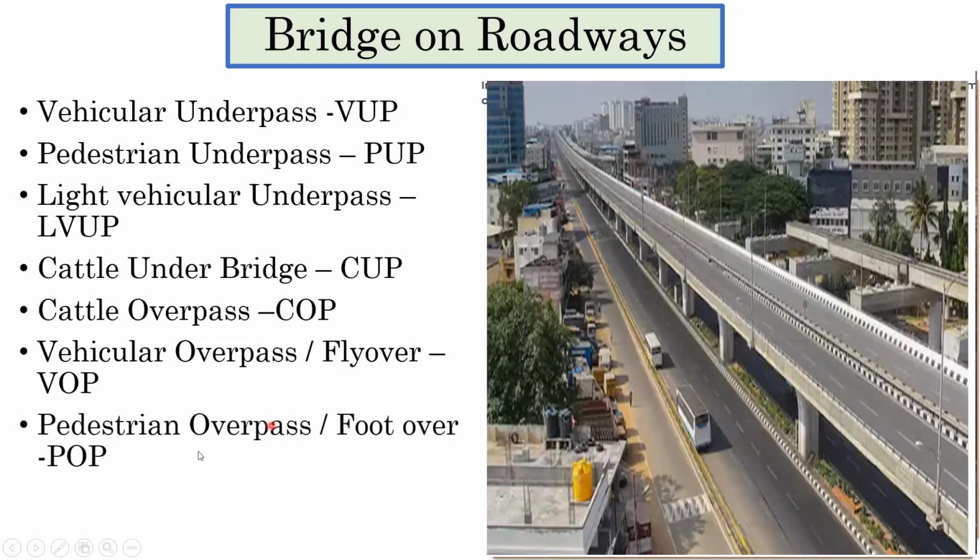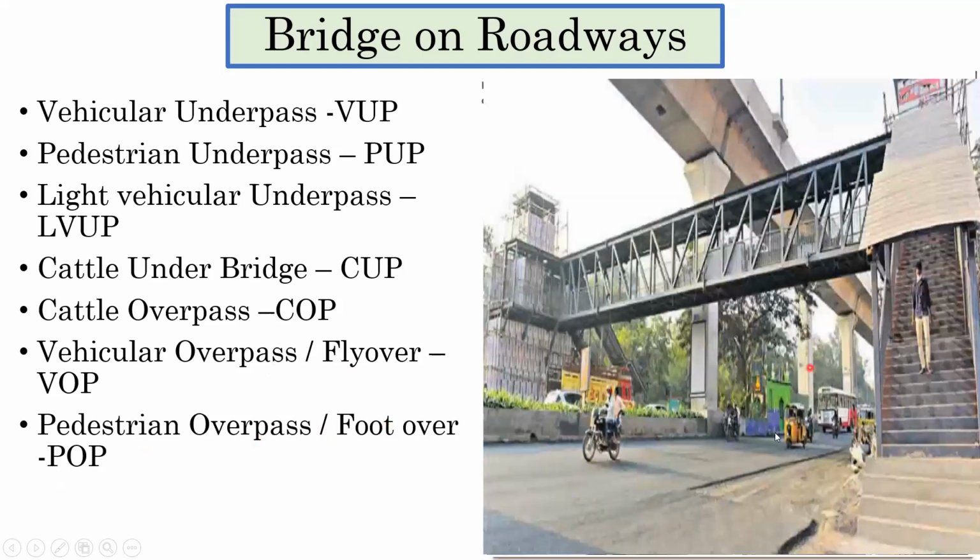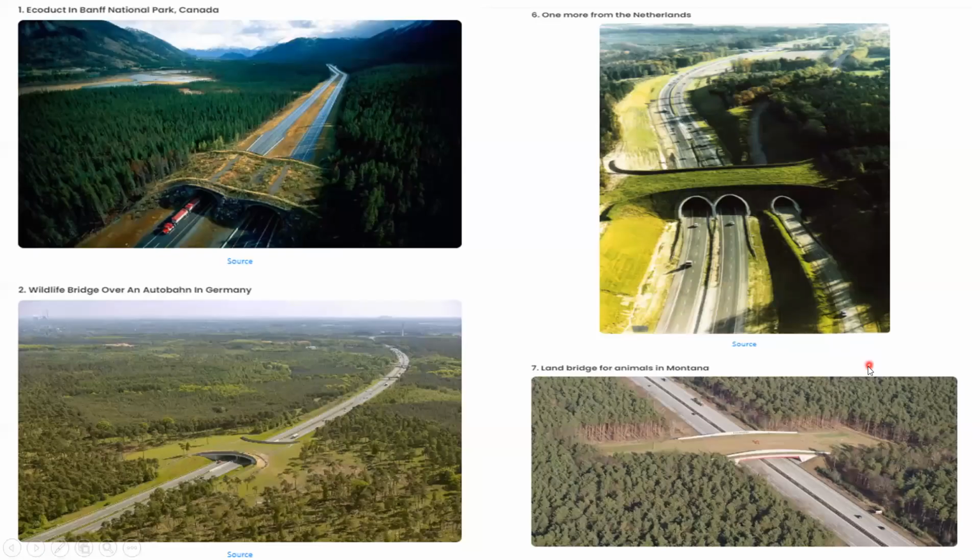The next one that we have is a pedestrian overpass, which is called a foot over bridge. You might have seen this usually on roads, and even in railway stations you might have seen a foot over bridge, right? If this is my platform number 1, and this is my platform number 2, then from platform number 1 to 2 you have a connection something like this, which we call a foot over bridge. Okay, great.